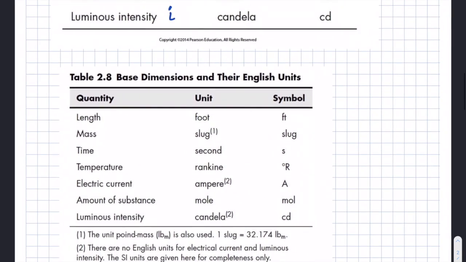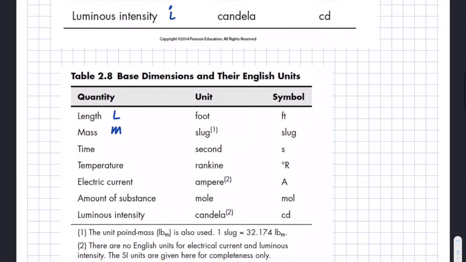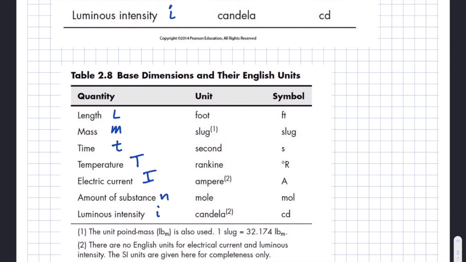So we have the same concepts that show up in English units. All right, we still have the same fundamental base dimensions. We still have L, we still have M, we still have lowercase t, capital T for temperature, capital I for current, N for moles, and lowercase i for intensity. It's just that we have a different unit for it.